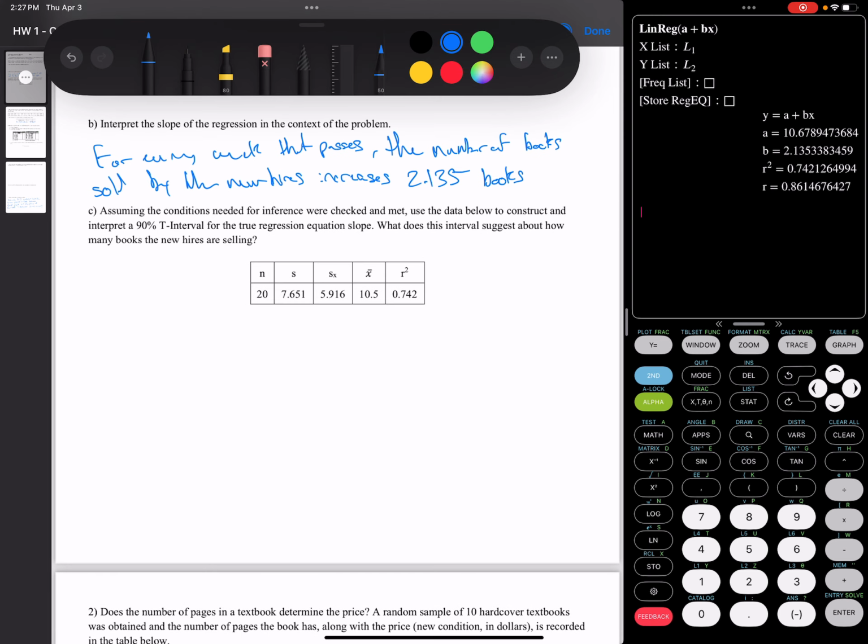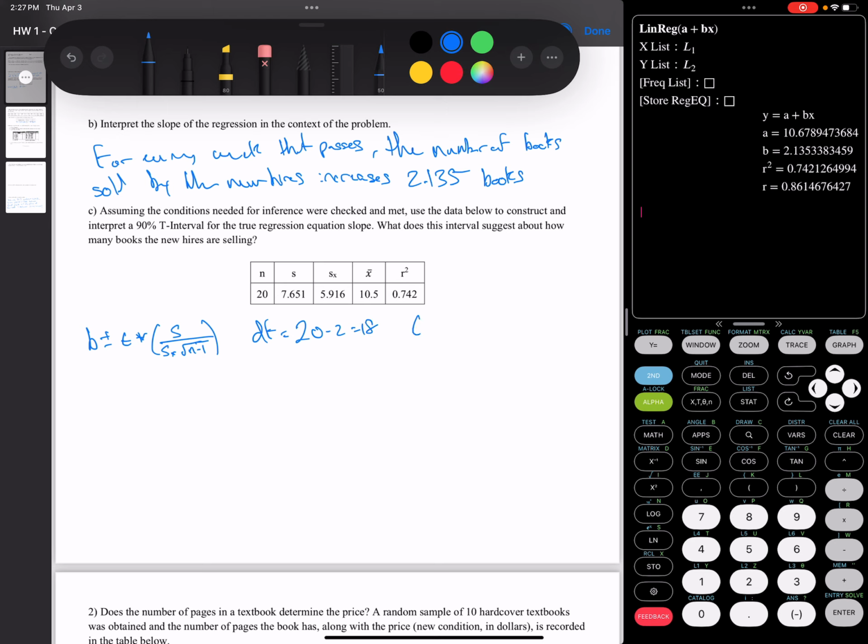Okay, so assuming the conditions needed for inference were checked and met, we don't have to worry about any of the linearity stuff. It says construct and interpret a 90% t-interval for the true regression slope. What does this interval suggest about how many books the new hires are selling? Okay, so we have our formula: b plus or minus t star times s over sx times the square root of n minus 1. Our degrees of freedom is 20 minus 2, which is 18.